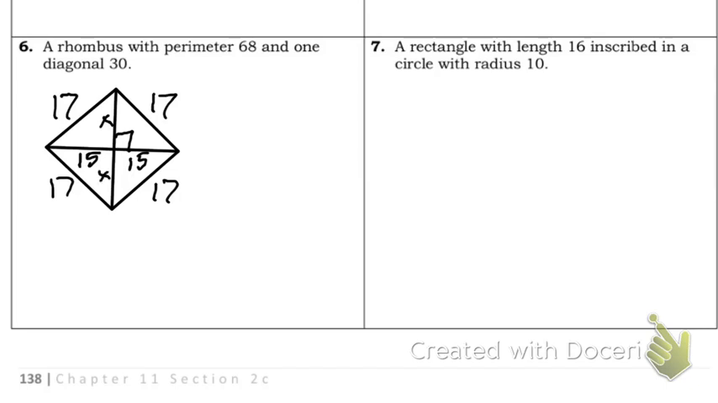Yep. 15 squared plus x squared equals 17 squared. We'll get you this part, then you get that part. Now you'd have your full diagonal. It should come out to 8. Yeah, no, you're right. Okay. And then the full diagonal, 16, right? So it's going to be half of 30 times 16, which equals 240.